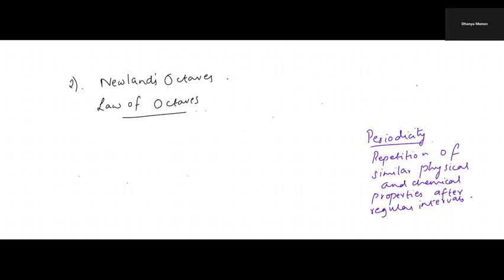For example, if I have lithium, beryllium, boron, carbon, nitrogen, oxygen, fluorine, neon, sodium, magnesium, aluminium, silicon, phosphorus, sulfur, chlorine, etc. Now, if I take the example of sodium, this is the eighth element.